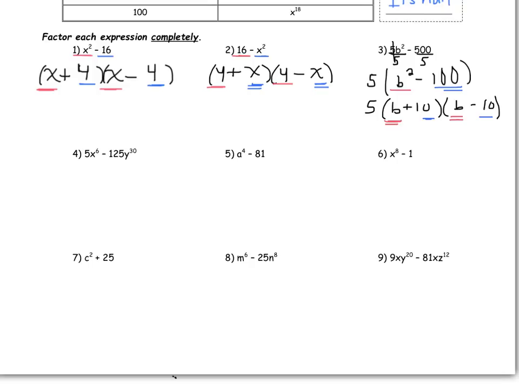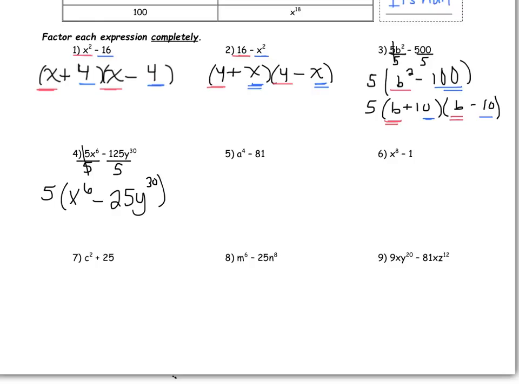Okay? Let's try example number 4. Is there a greatest common factor? The answer is yes. They're both divisible by 5 again. So 5 parentheses, these cancel. x to the 6th minus 25 y to the 30th.